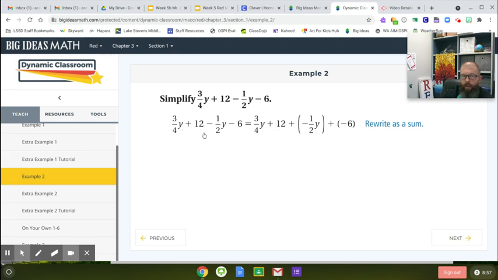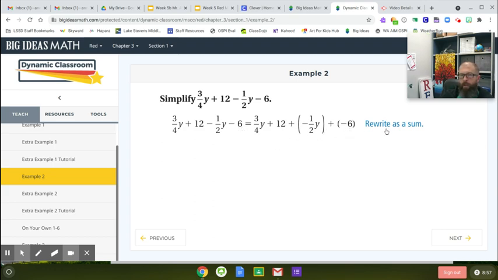Remember, this is a lot of stuff here, but notice this is just the problem rewritten. So from here to here is the same as this. Now we're going to rewrite it and change all the subtraction to addition. So 3/4 y plus 12, that stayed the same, plus negative 1/2 y. Instead of minus 1/2 y, we added the opposite here. Instead of minus 6, we're going to add the opposite.